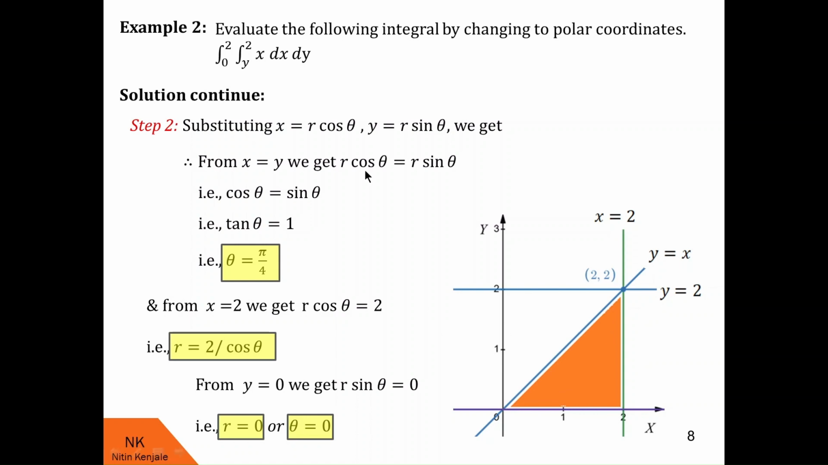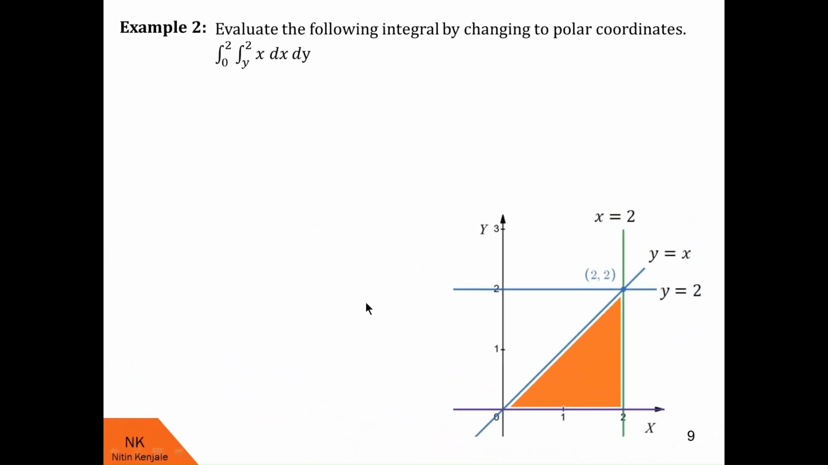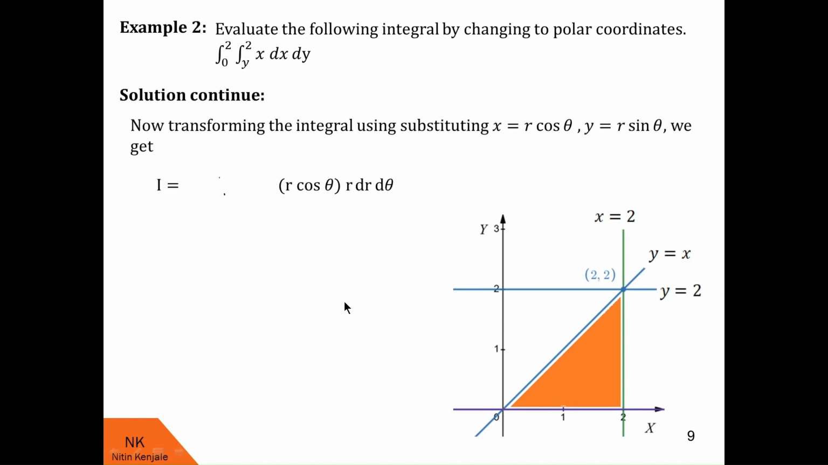Now let us proceed for transformation of this double integration from Cartesian to polar coordinates. First we transform the integrand. For that we substitute x is equal to r cos theta and dx dy is equal to r dr d theta. So integrand becomes r cos theta and dx dy becomes r dr d theta. We have already calculated limits for r and theta. We'll simply write them over here. R varies from 0 to 2 by cos theta and theta varies from 0 to pi by 4. I hope guys you understood this transformation.